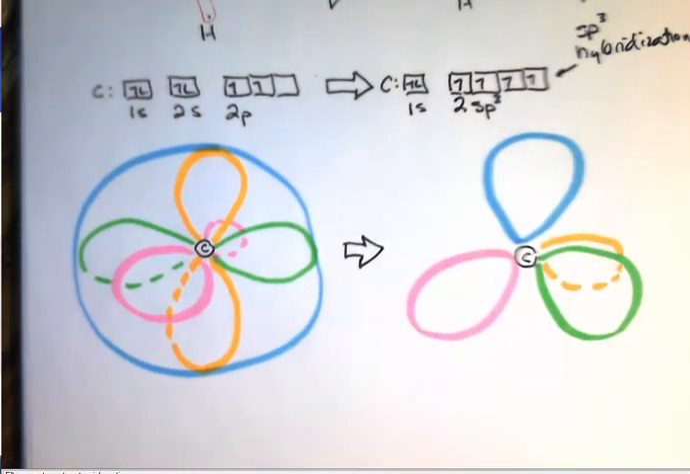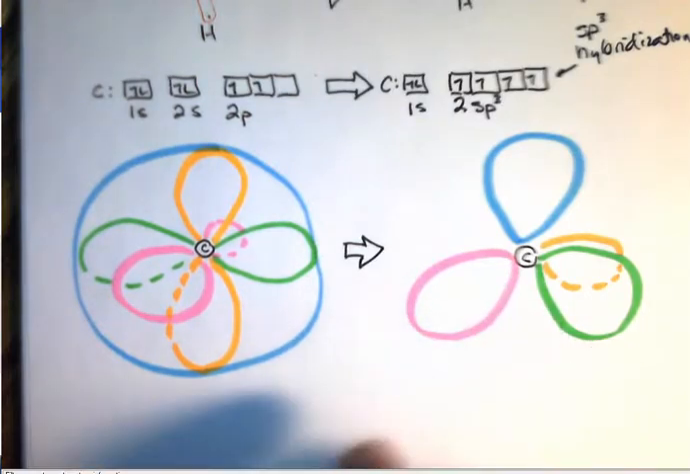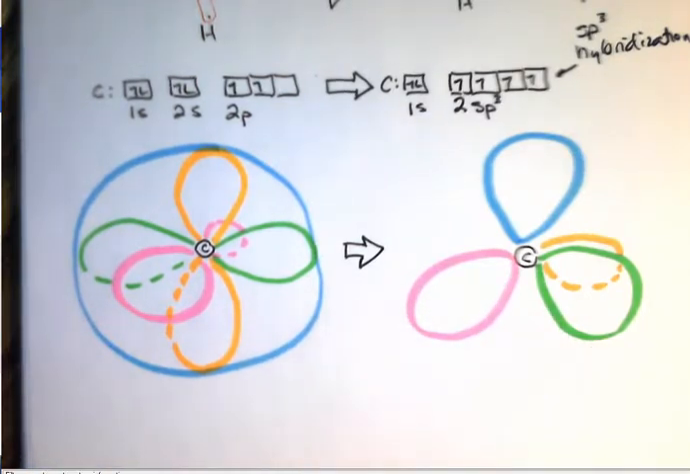Okay, now that's what the orbitals look like. At least that's the way we think about them. They don't actually look like that because I don't think you can actually have it form.